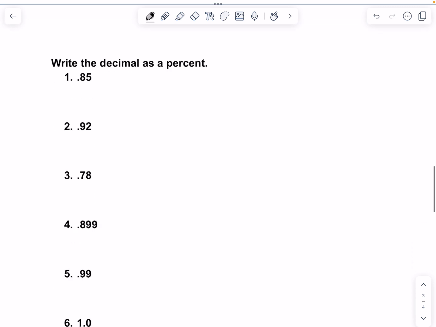Here it's asking to write the decimal as a percent. Basically, we can just multiply all of these decimals by 100. So 0.85 times 100 is equal to 85%. Another way of doing this is to just move the decimal place two over. So we'll move it right here, and that'll give us 92%. And then we can do the same for all of these problems.